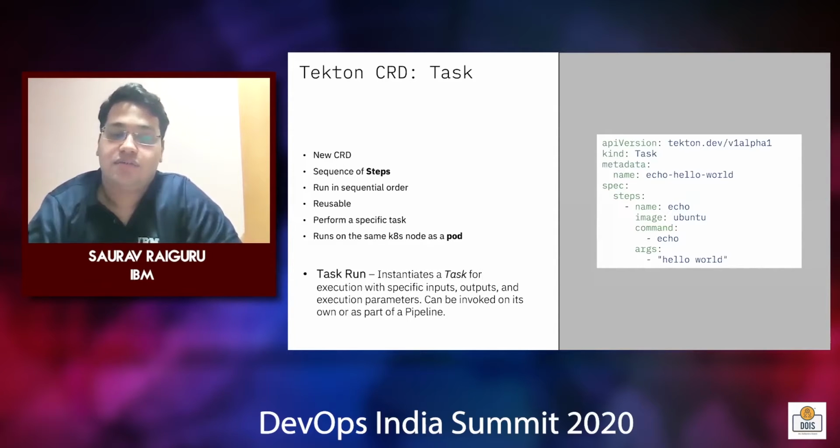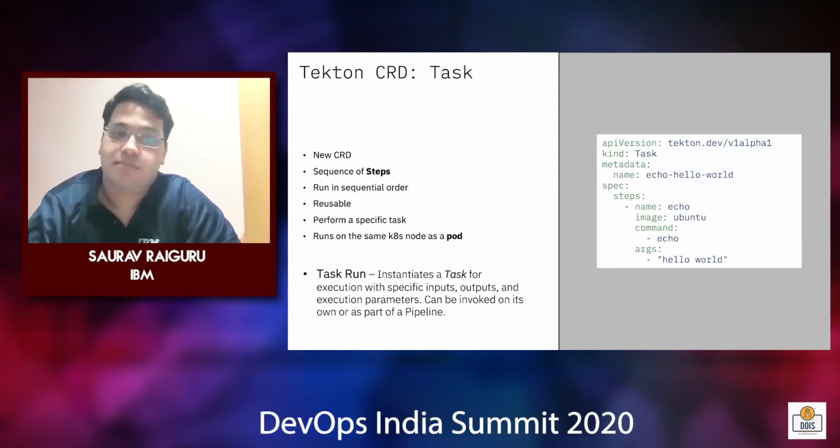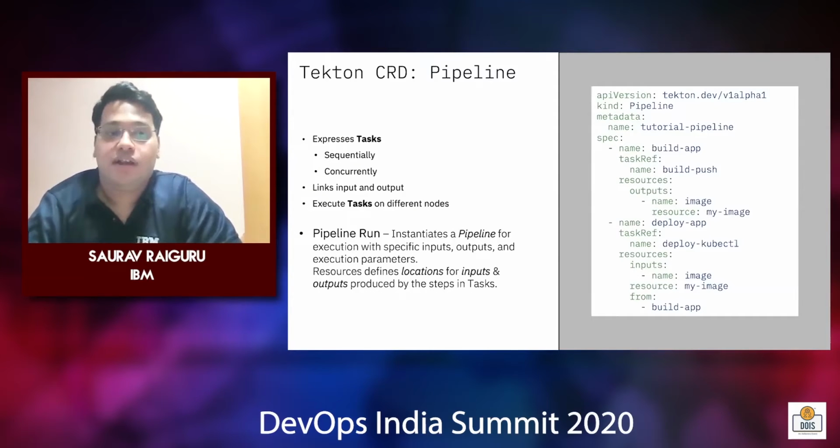The initialization of a task would be called a task run. It typically would require some sort of input, like a GitHub repository or some execution parameters, and would spit out some sort of images and other things once the pipeline is over, right?